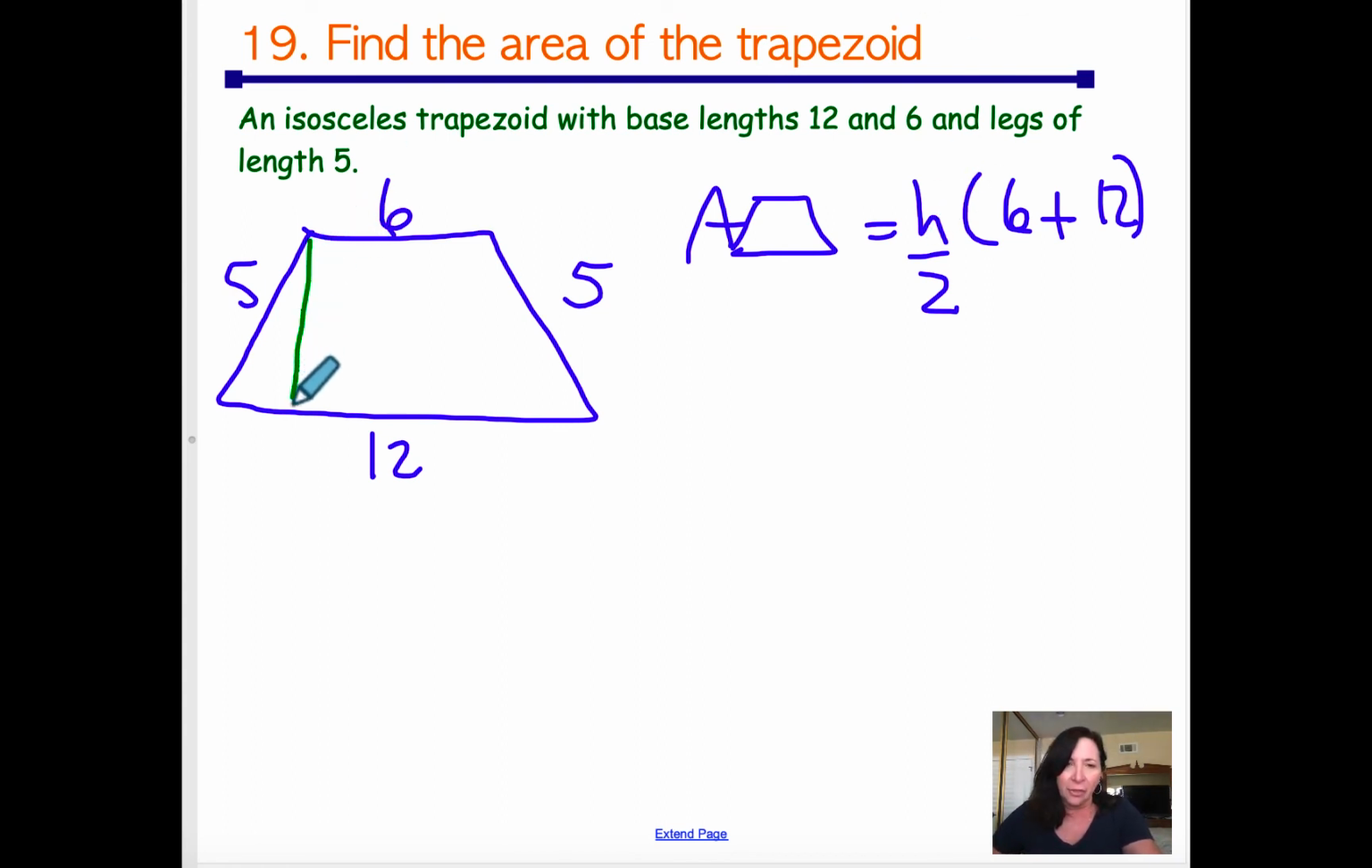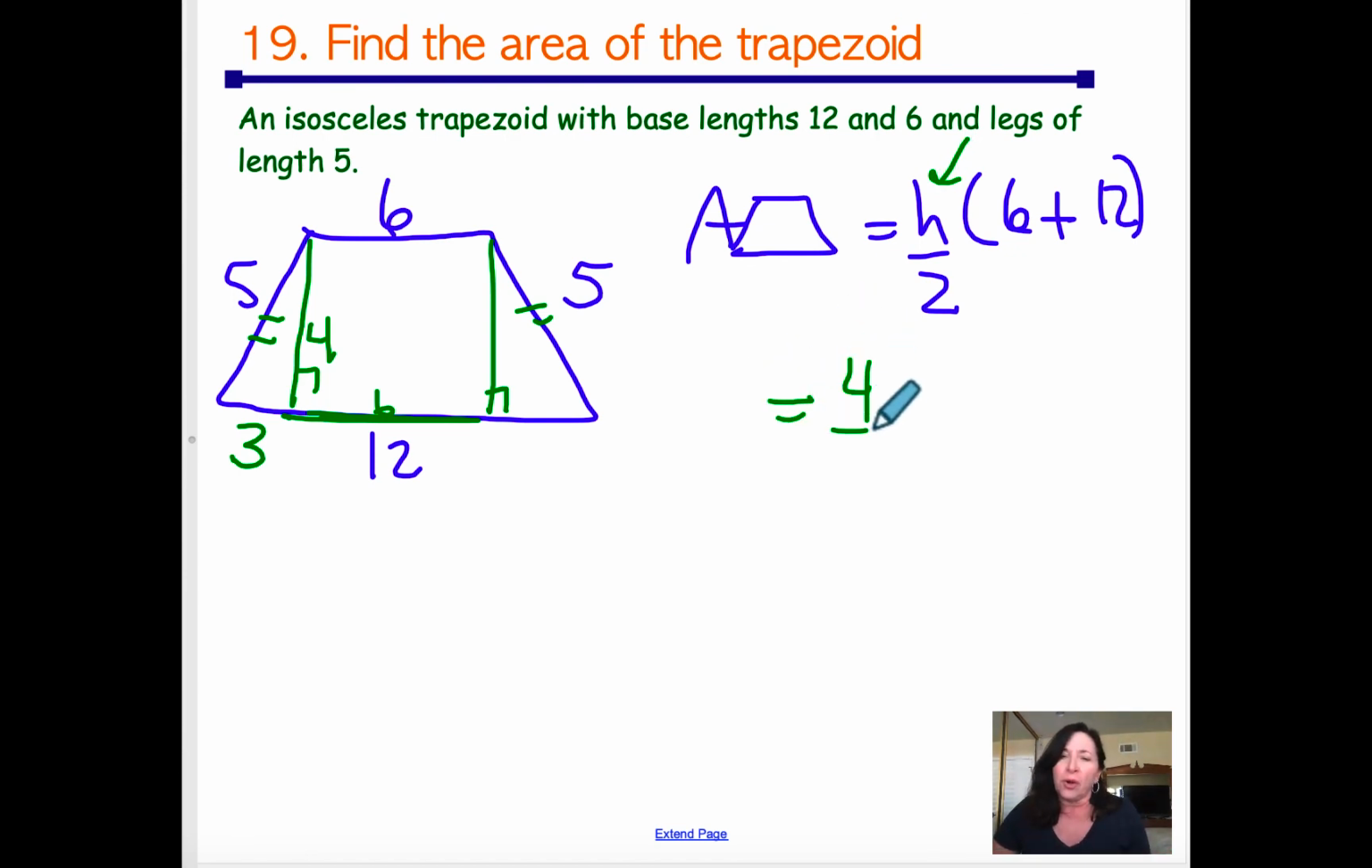The height, though, because this is isosceles, I can split this up like that. And so this whole thing is 12. This is 6 from here to here. 12 minus 6 is 6. That makes 3. Remember our triplets? That's a 3, 4, 5. I know the height is 4.